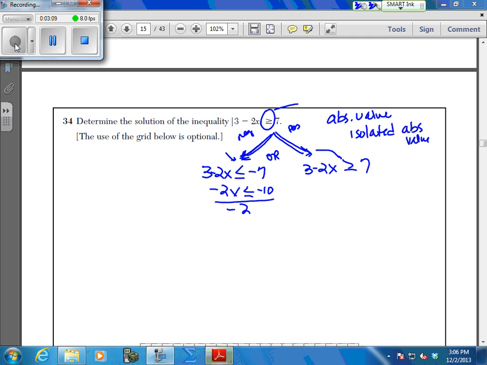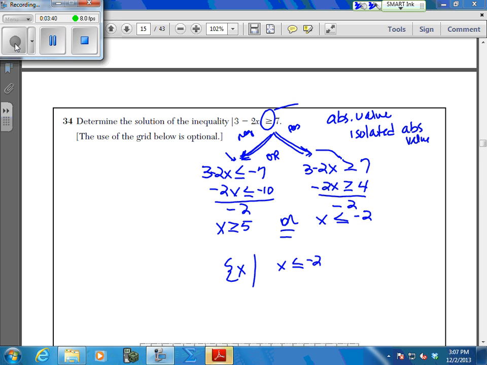When you divide by a negative, remember to switch your sign. And do the same for this one. Subtract 3 from each side. When you divide by a negative, remember to switch the sign. Now, make sure you put the or in here. So you've got x such that x is less than or equal to negative 2, or x is greater than or equal to 5.